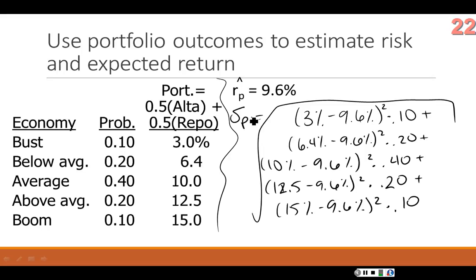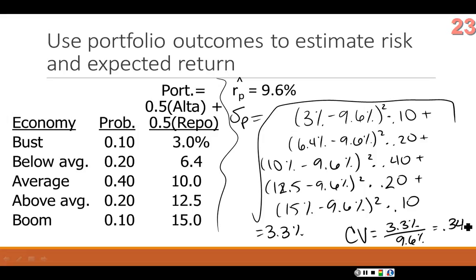So the standard deviation of the portfolio is the square root of the return in each state of the economy minus the expected portfolio return times the probability of that event occurring. When we work this out, we get 3.3%. Now we can also use this to calculate the coefficient of variation. So remember, the coefficient of variation is equal to the standard deviation divided by our expected return of 9.6 to give us 0.34.